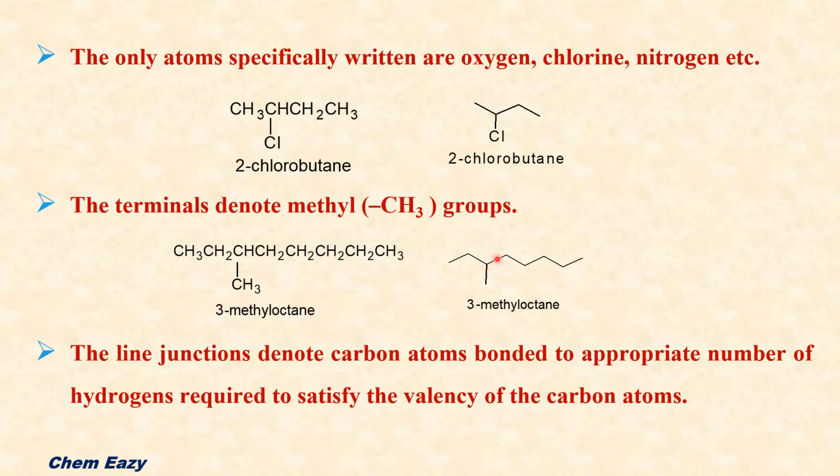Then come to this position. Here carbon means three bonds are there. So to satisfy the valency, this carbon is bonded with one hydrogen atom. So this position indicates a CH group is present. In the same way, here also CH2, here CH2, CH2, CH2 and at the terminal end CH3 is present.